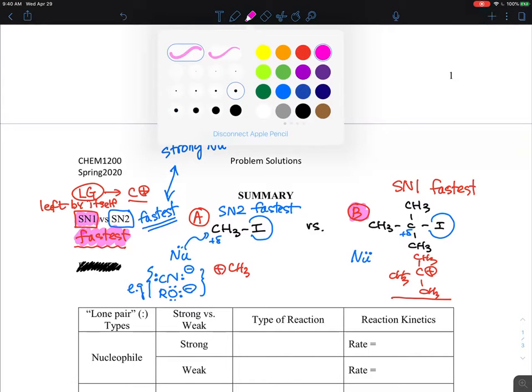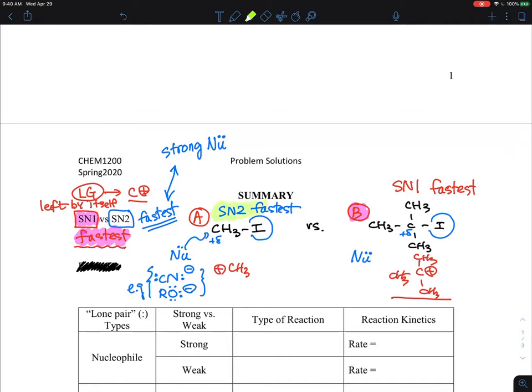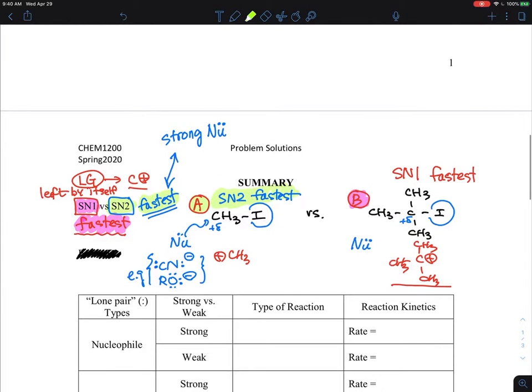Let me put a different mark. Why don't I do this? So SN2 fastest is this A. Can anyone see why? What is the keyword for this? It's because of what is called steric hindrance. The key for why this is the fastest is steric hindrance.